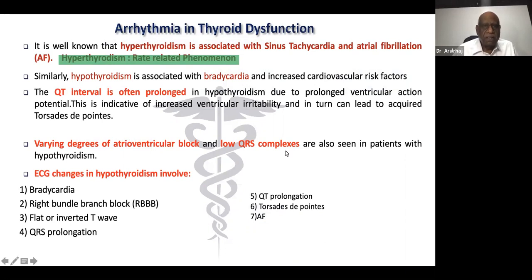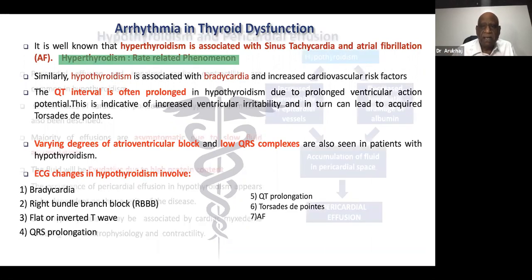Arrhythmias in thyroid function. Hyperthyroidism, all of us know, is a rate-related phenomenon, and hypothyroidism always has a bradycardia. The QT interval is often prolonged, with varying degrees of blocks. Hyperthyroidism is associated with tachyarrhythmia. Hypothyroidism is associated with bradyarrhythmia. And various types of changes like bradycardia, RBBB, flat or inverted T waves, QRS prolongation, QT prolongation, torsades de pointes, or AF. These are the various types of dysrhythmia we see in cases of thyroid dysfunction.